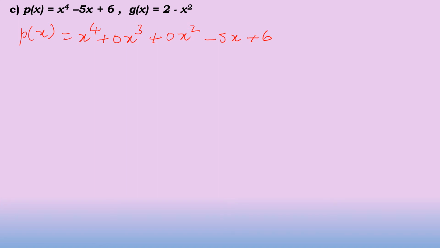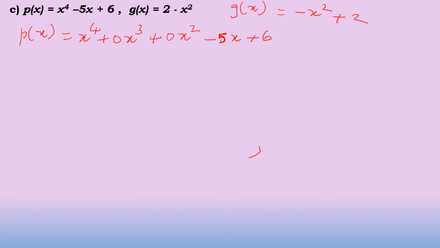And next thing that we have to check is the standard form. Yes, definitely P of x is given in the standard form. How about g of x, our divisor, it's not given in the standard form. So you need to change it to the standard form. So g of x becomes minus x square plus 2. So now you can start with the division.